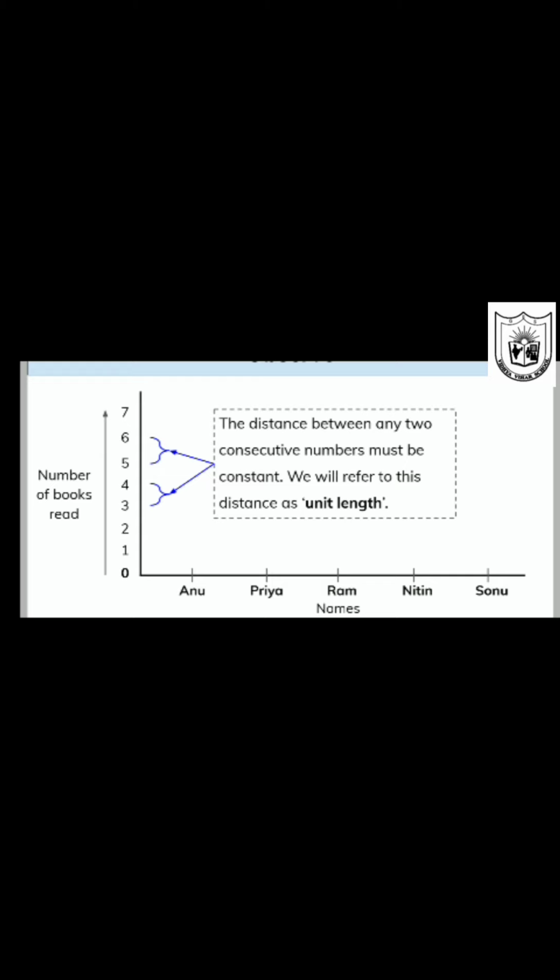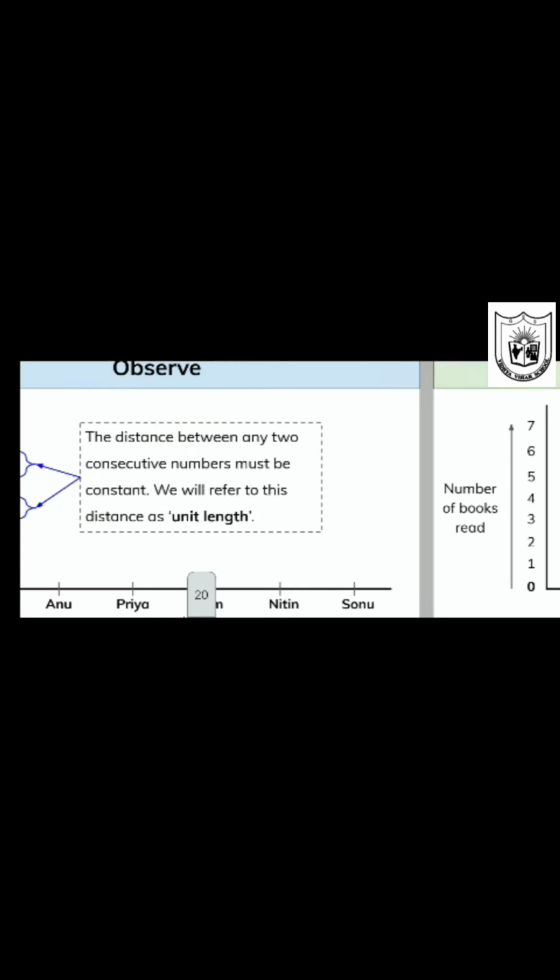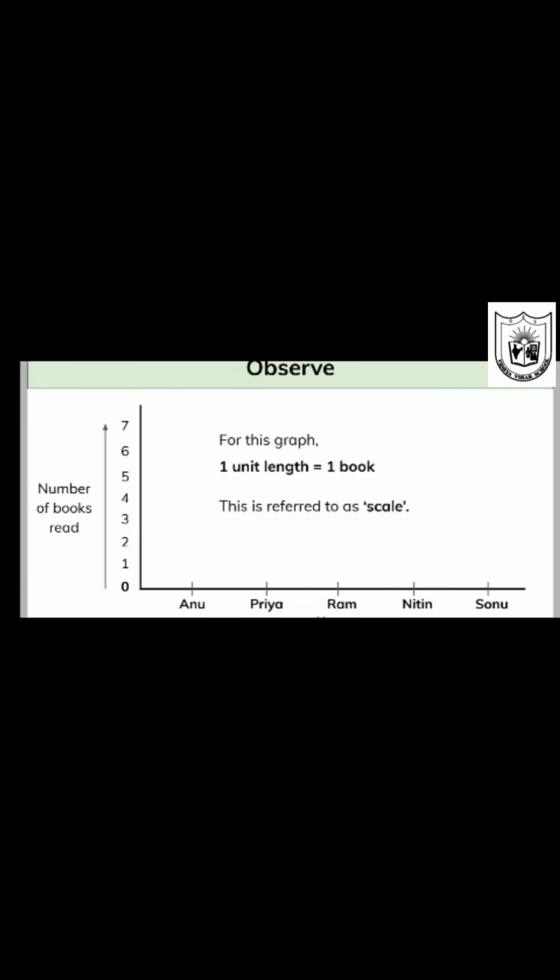3 to 4 and 5 and 6. The distance between any two consecutive numbers must be constant. We will refer to this distance as unit length. Okay, remember students, observe. For this graph, one unit length is equal to one book. This is referred to as a scale. So what is the scale here? 1.